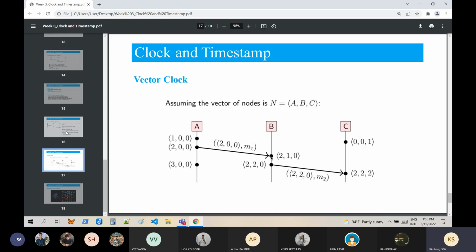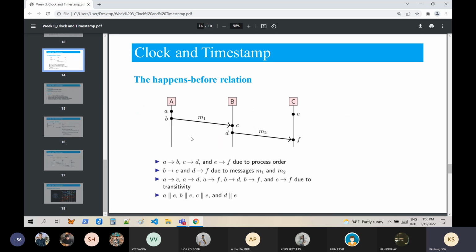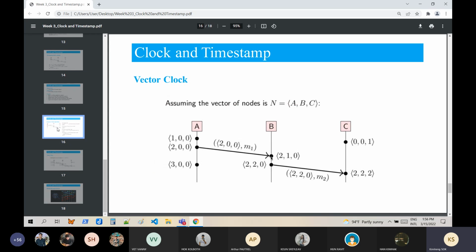So the question is why 3 in computer A and 3 in computer B are concurrent. Why is there no way to say which one happened before which one? So we need to see our cases here. For example, we have 3 cases.